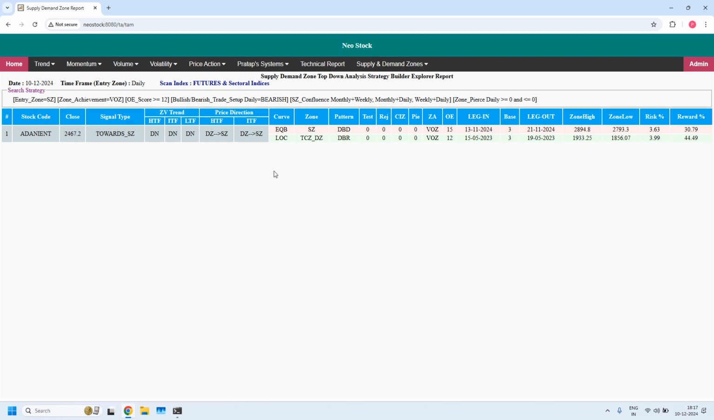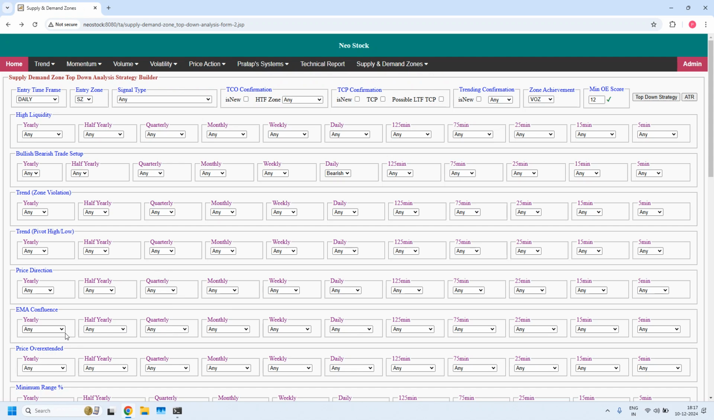And this daily zone is the daily supply zone, part of the weekly supply zone. Both together again part of the monthly supply zone. And monthly trend is down, HTF trend. So if this monthly supply zone is having monthly EMA confluence, this stock could be even more high probability trade setup supported stock. Let us verify.